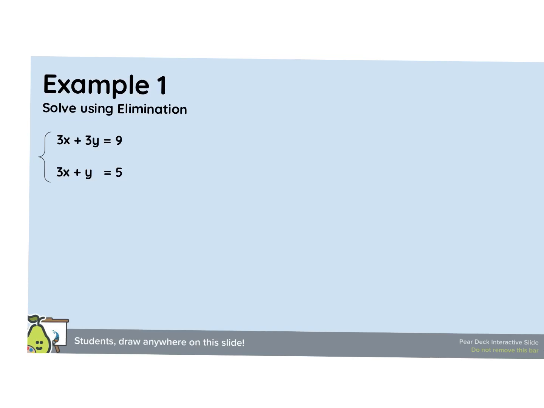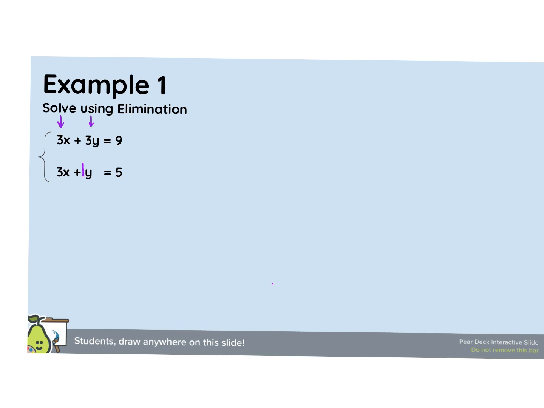Okay, so now let's work through a full example of finding the entire solution using this new method, elimination. So I have my two equations. They're already written in standard form. So now I'm going to look at my x's. I'm going to look at the coefficients, and I have a 3 and a 3. I'm going to look at my y's, and I have a 3 and a 1.